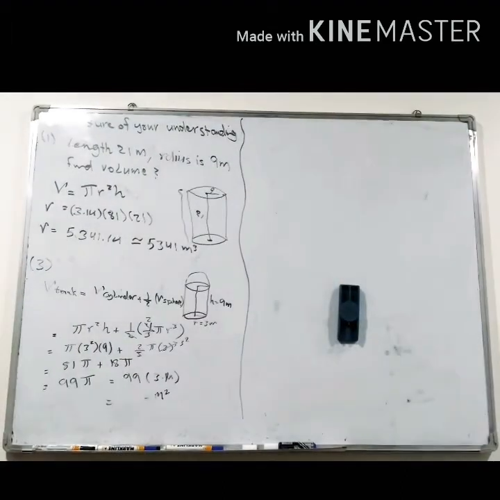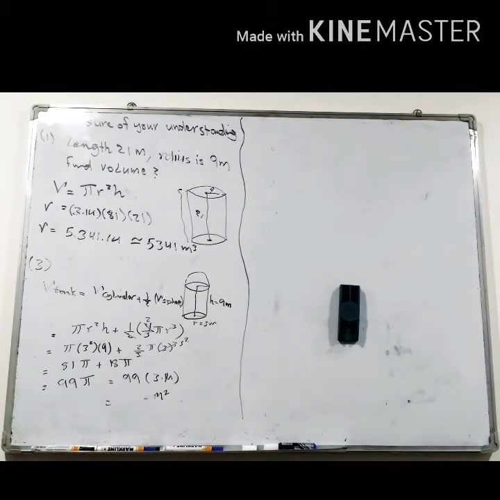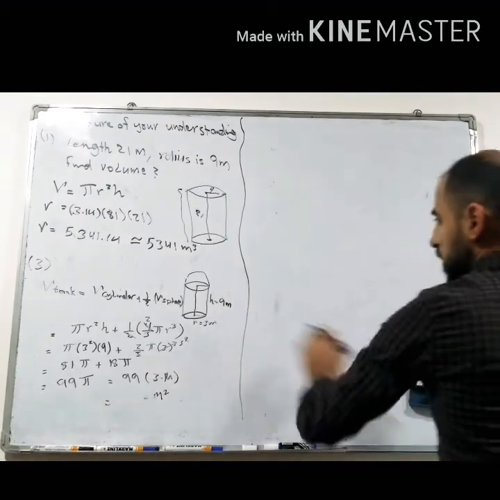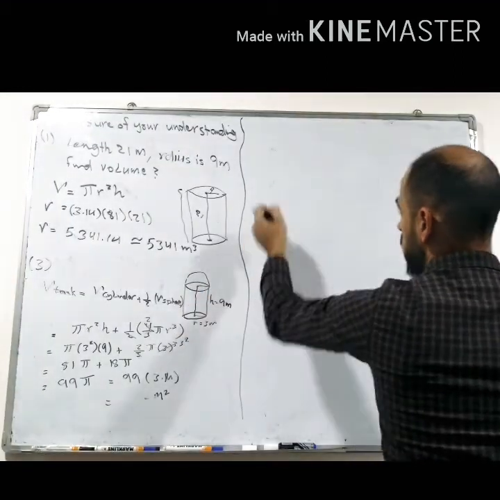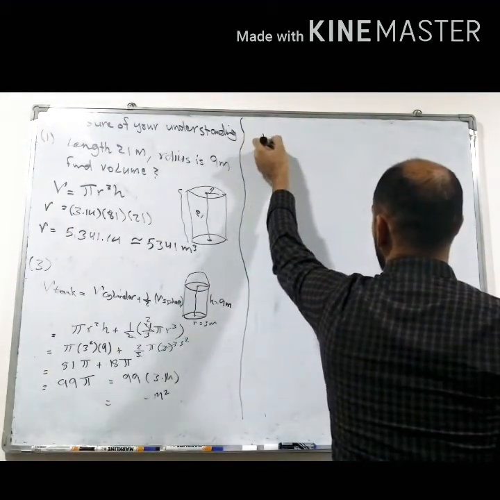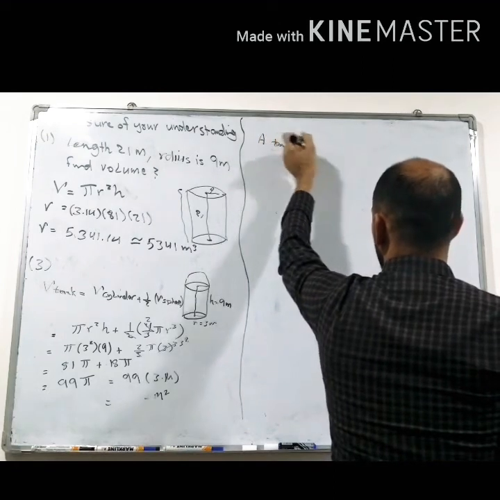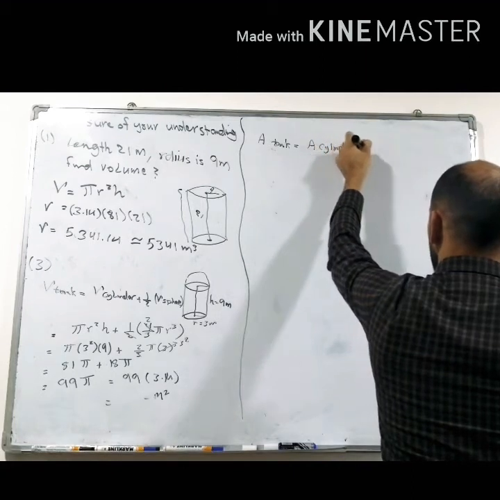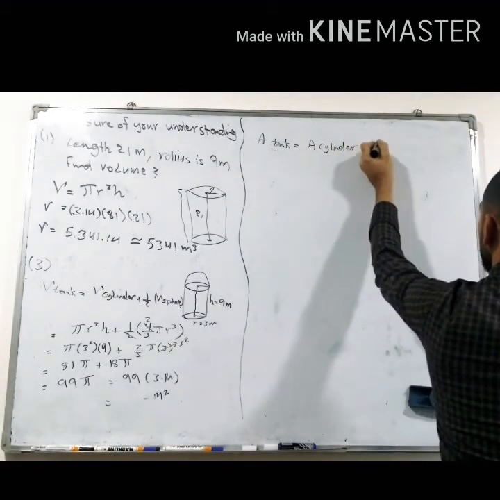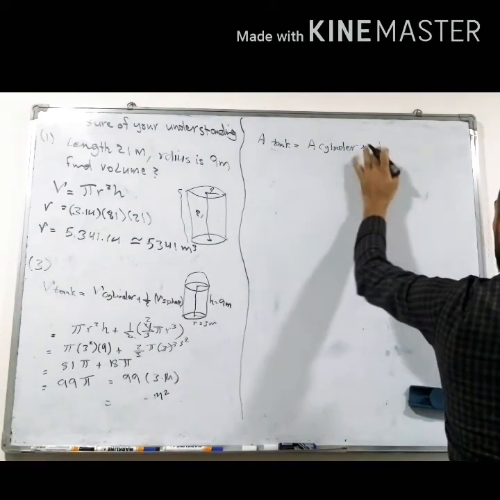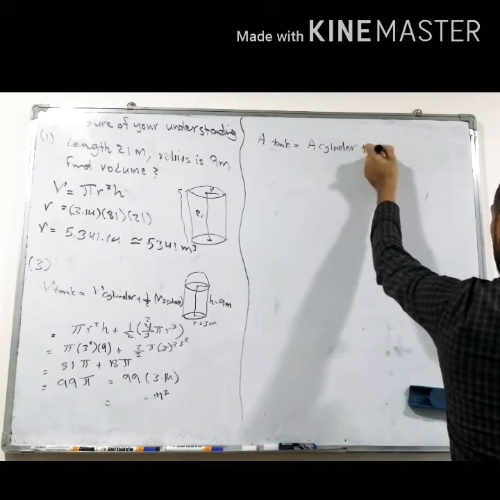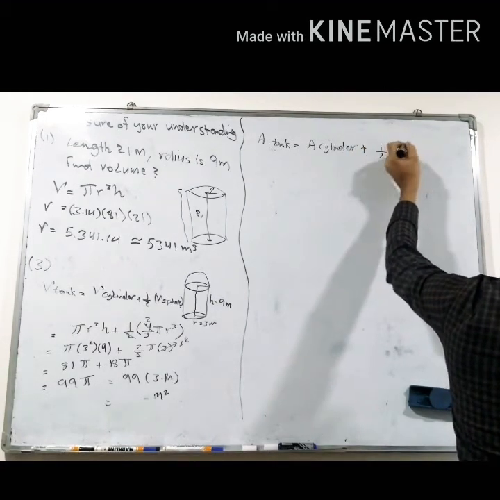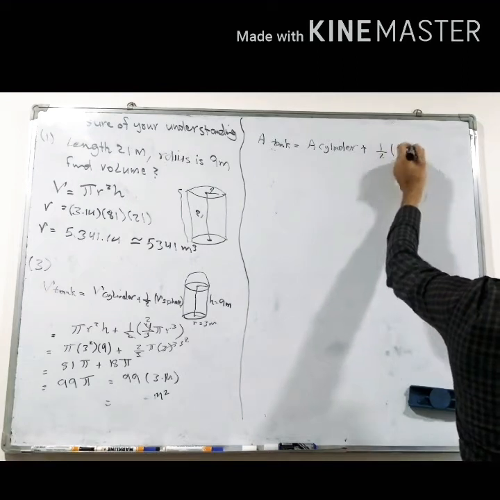Now to find the total area of the tank, the area of the tank equals the area of the cylinder plus the area of the hemisphere, or half the area of a sphere.